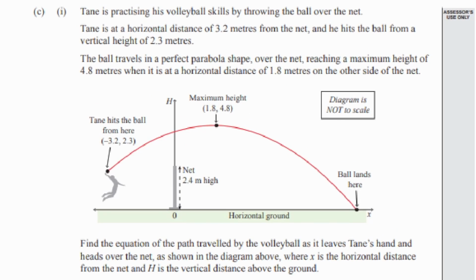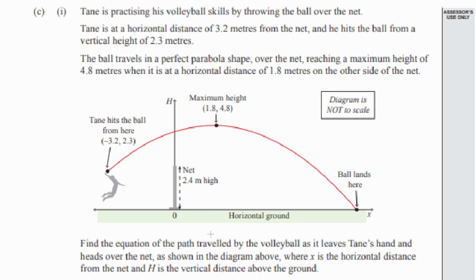Tane is practicing his volleyball skills by throwing the ball over the net. Tane is at a horizontal distance of 3.2 meters from the net, so this distance here is 3.2, and he hits it at a height, that's this height here, of 2.3, shown in the coordinates. The ball travels a perfect parabola shape that is reaching a maximum height of 4.8 meters when it's 1.8, so this here is 1.8, from the other side of the net.